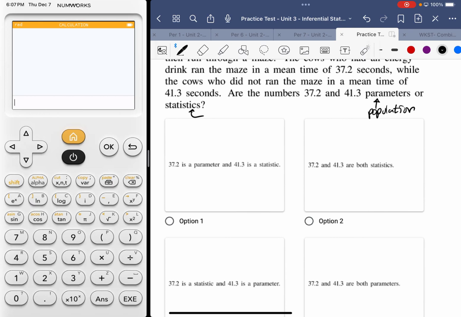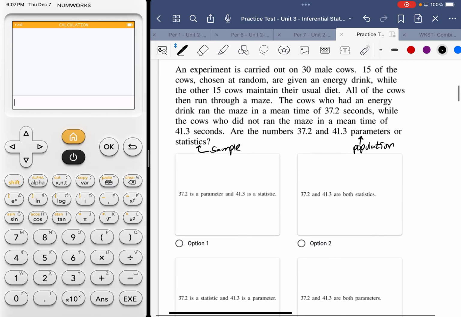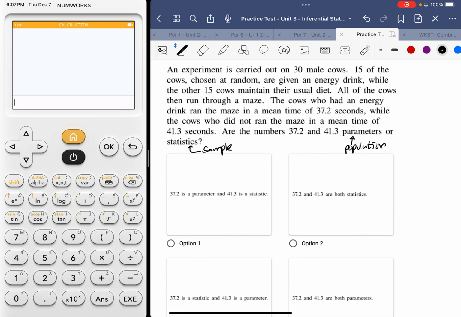Statistics apply to samples. All right, so 15 of the cows chosen at random, and then the other 15, I guess. But this is not the entire population of cows. So in either case, whether it's the ones that got the energy drink or didn't, we're not dealing with parameters. In inferential statistics, what we do is we use statistics to draw conclusions about population parameters.